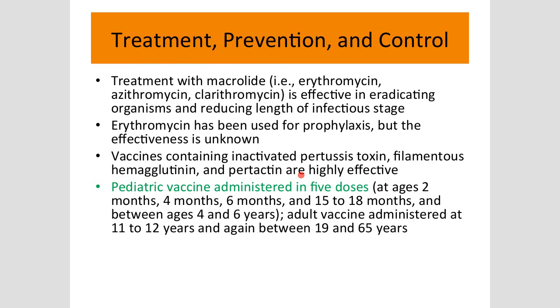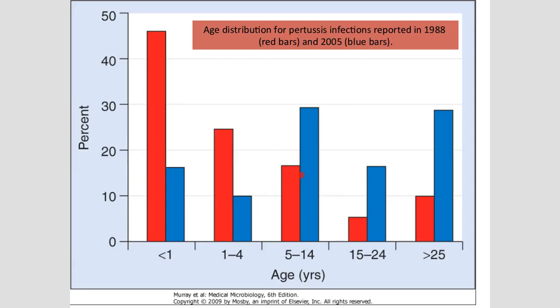Okay, and then again, we can use erythromycin for prophylaxis. But we normally don't see that in this part of the world. But if you do travel to Asia and Africa, you definitely will see that. Okay, and this is the last slide. Very interesting point in terms of age distribution. I just told you earlier that this is 1998, the red bar, and then the blue bar.